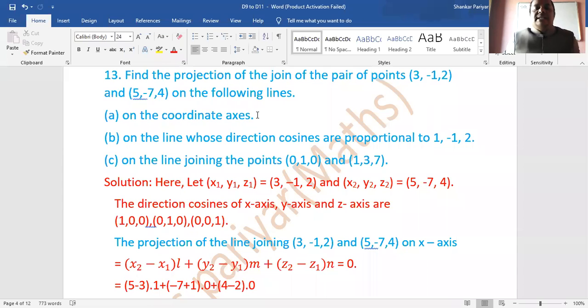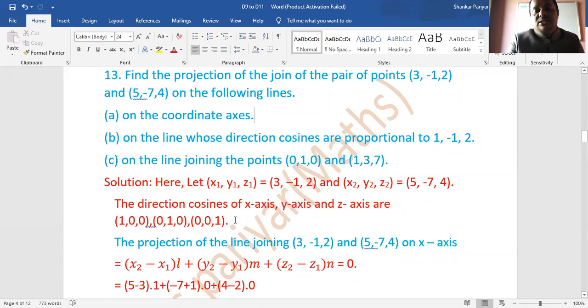Actually, I want to ask this question to Sagar. Sagar, please tell me, what is the directional cosine of the x-axis? What is the directional cosine of the x-axis? The x-axis makes an angle of 0 degrees with the x-axis, 90 degrees with the y-axis, and 90 degrees with the z-axis. Therefore, the directional cosines of the x-axis are 1, 0, 0. The directional cosines of the y-axis are 0, 1, 0. The directional cosines of the z-axis are 0, 0, 1.